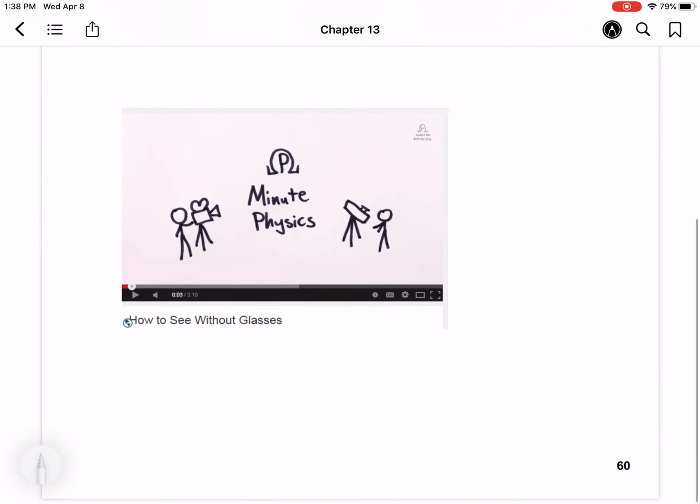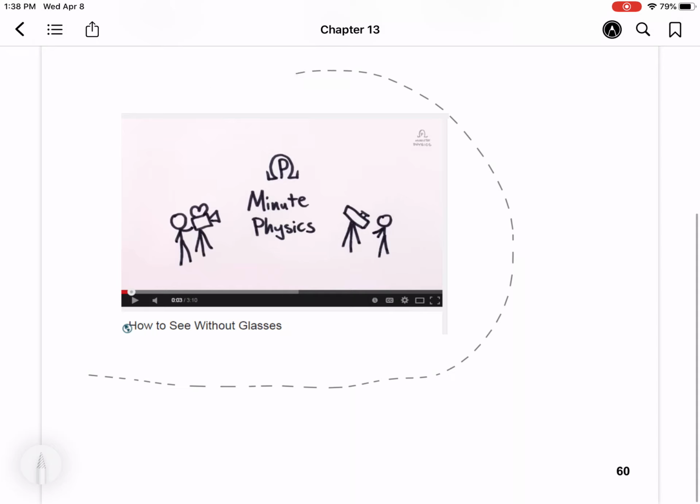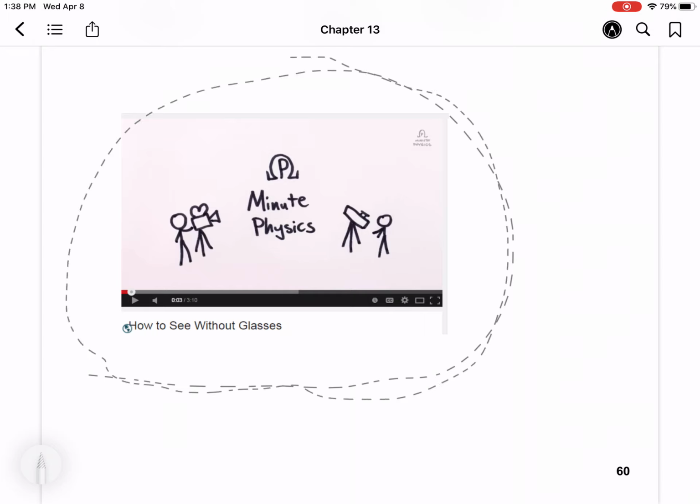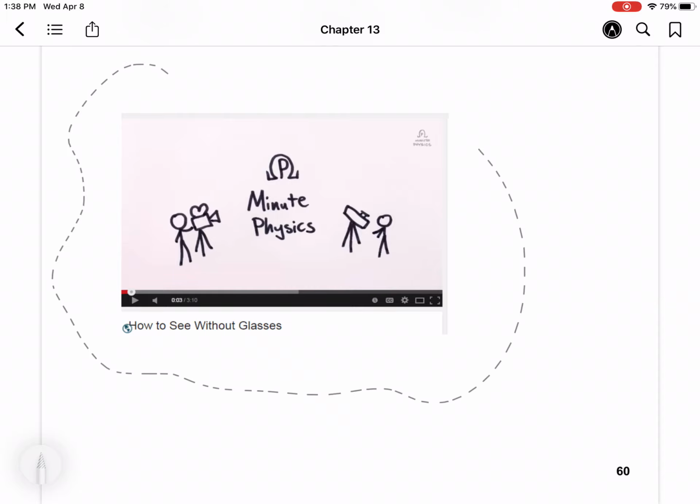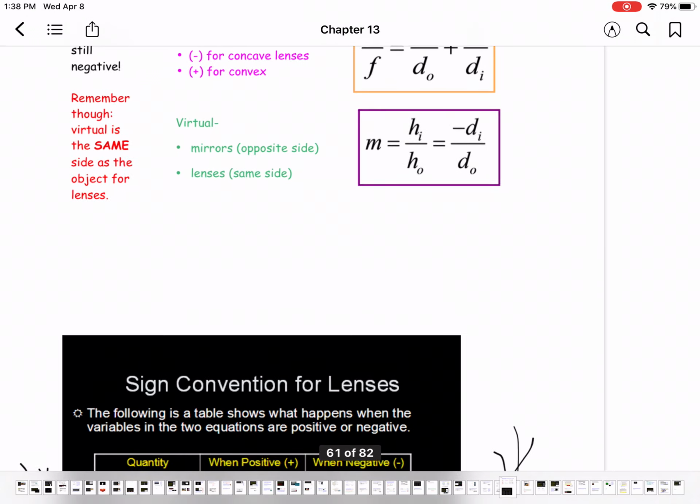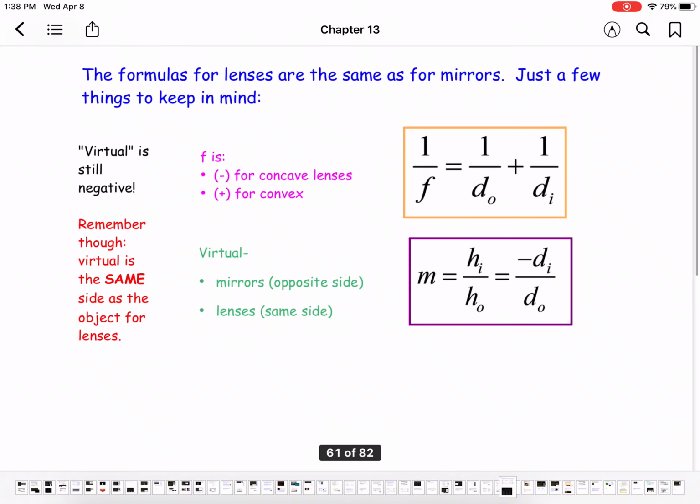Okay. You can do this. This is kind of an interesting little thing. This is not something you have to watch if you're bored of physics for today. This is just interesting as far as you can look through the peephole, and it's a cool little physics concept. Alrighty, so the formulas still stay the same.